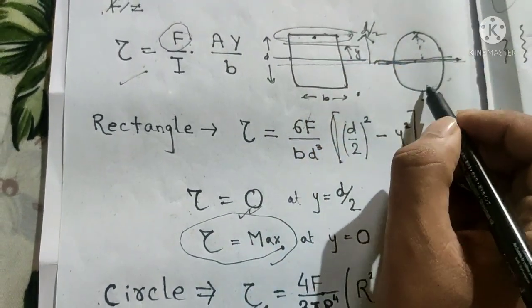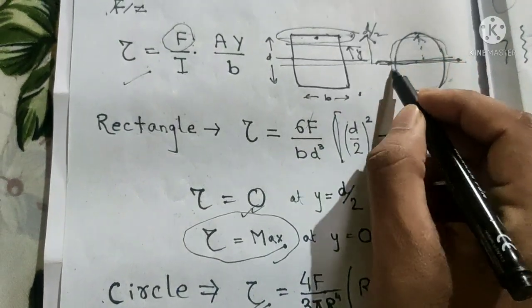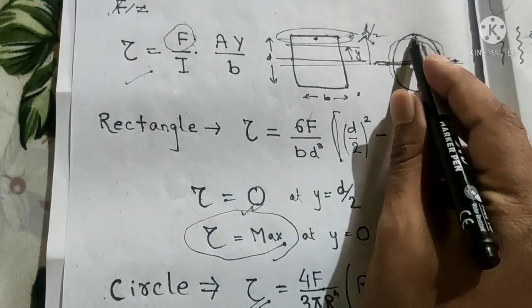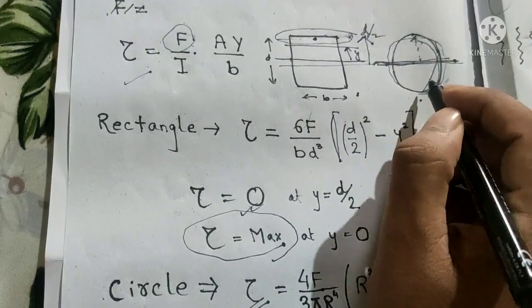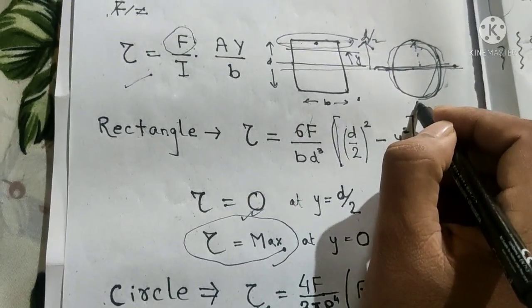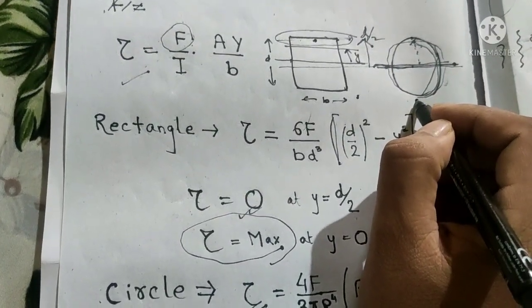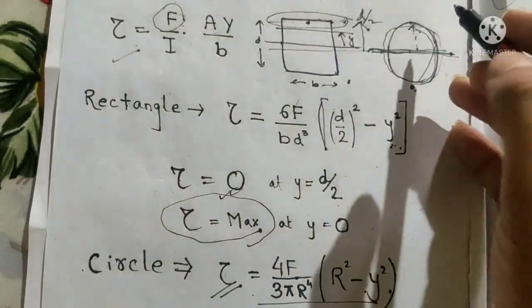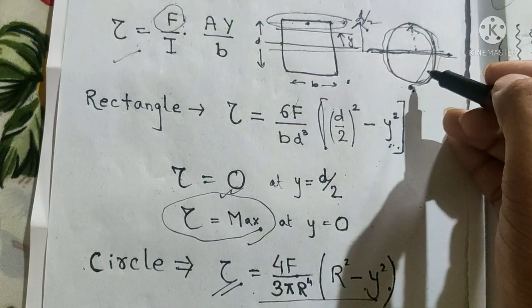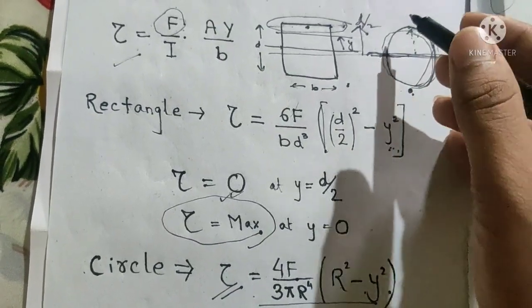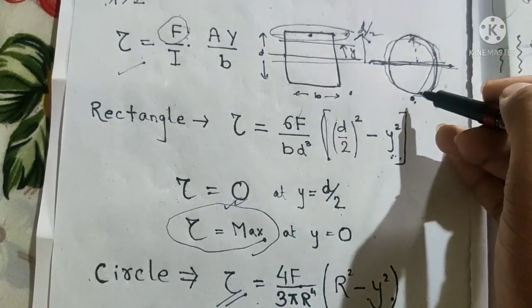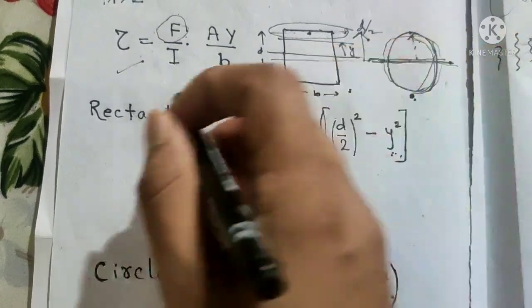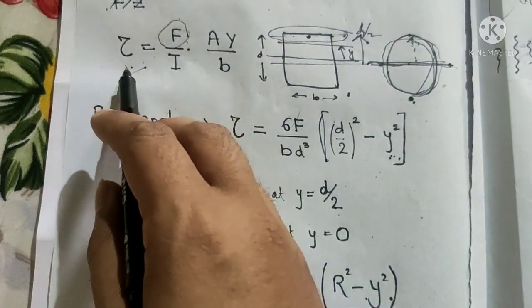So using a circular section is much better, convenient and economical when we apply shear force. We can conclude that a circular section is more economical and safer if we apply shear force.